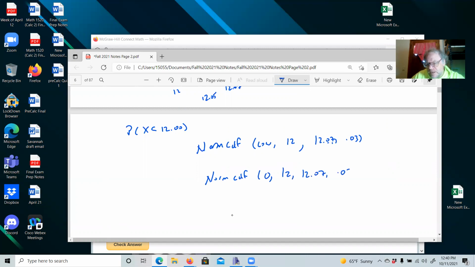0, 12, 12.07, 0.03. By the way, there's a wide variety of answers you could pick for this. If you are still doing this, you're not wrong. If you pick negative 100, you're not wrong. If you pick 0, you're not wrong. If you looked at this and said, okay, well, 10 standard deviations, that's 0.3, so if I pick 11, you're not wrong. So pick an easy number for you, but there's a lot of right answers you could plug in here.